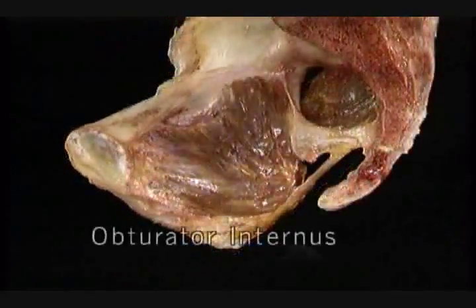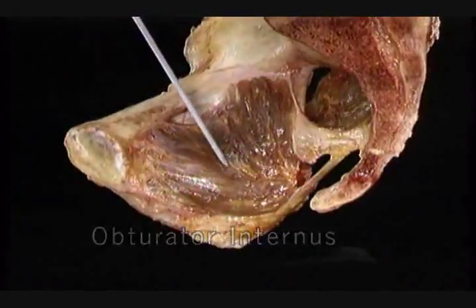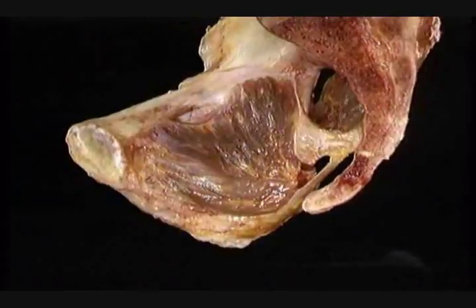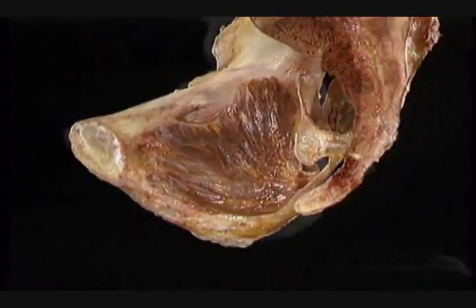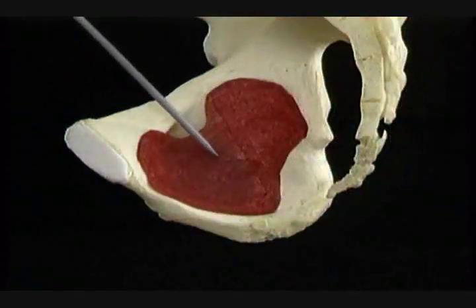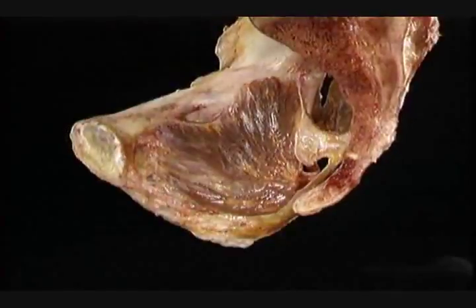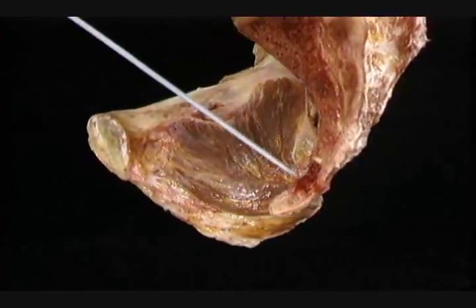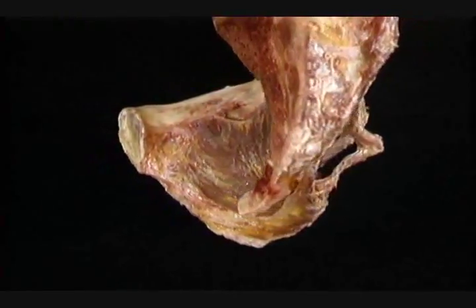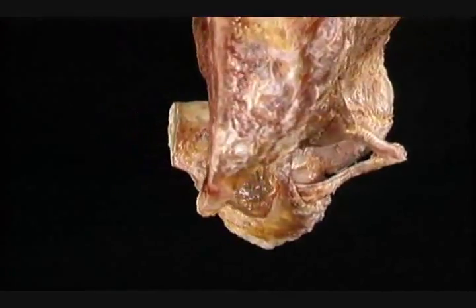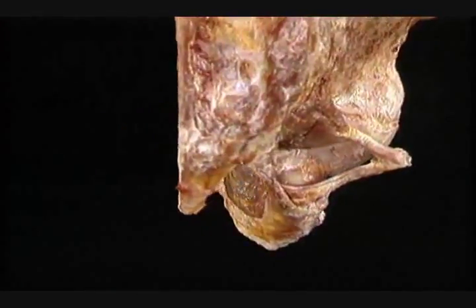Next, we'll add obturator internus to the picture. Obturator internus arises from the obturator membrane and from this wide area around it. Obturator internus leaves the pelvis through the lesser sciatic foramen. In doing so, it makes a 90-degree turn around the lower part of the ischium.